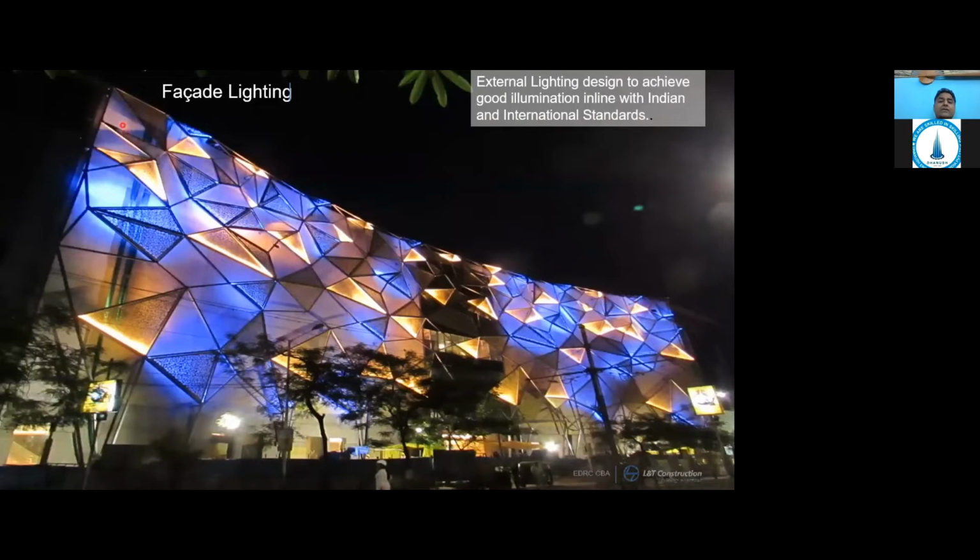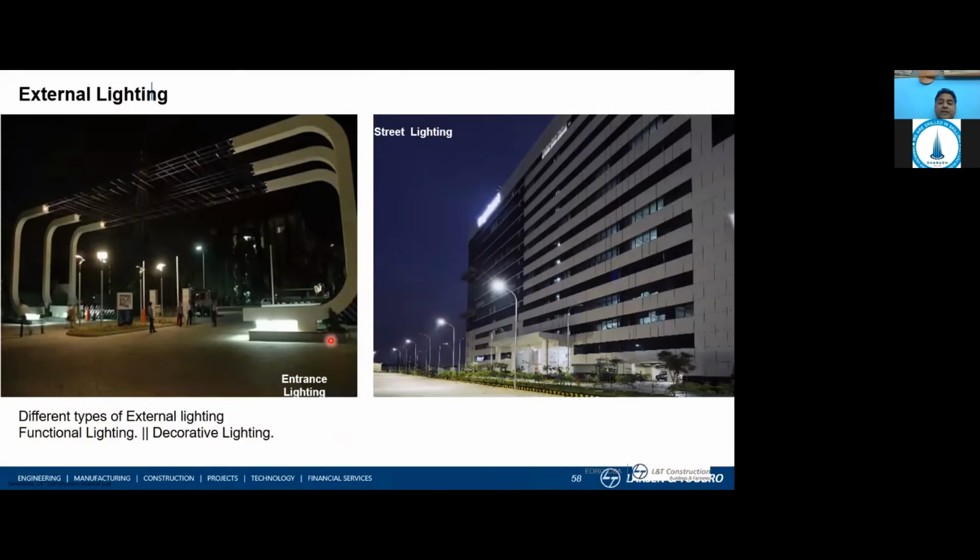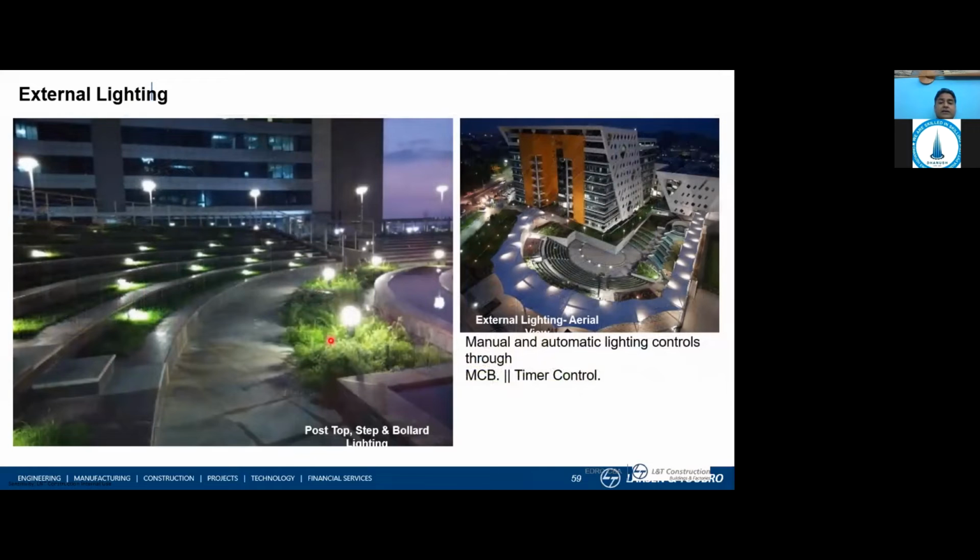Because the architect will give the design intent: I want the facade to look like this in the rendered image. To bring it to reality, it is not that easy. I need to find light fixtures suitable for that, and I need to see how they are integrated with the facade elements, so that the intent you rendered will appear once the project is executed. These are all for the external areas.